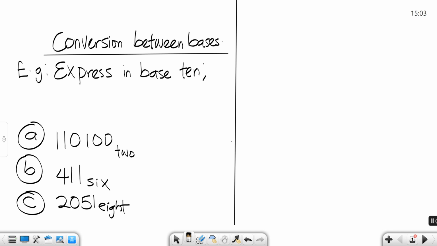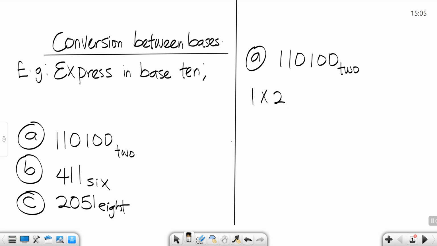We have our question A, which is a number in base 2. The question B is a number in base 6. And our last question for this lesson is a number in base 8. We are going to be multiplying each of these numbers with its base, starting from our left-hand side to our right-hand side.